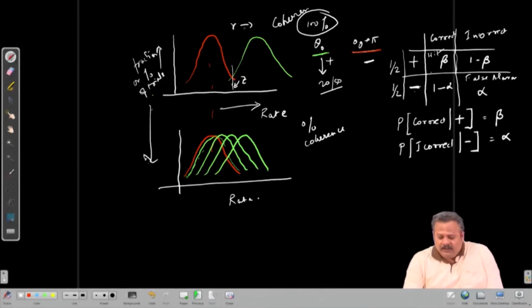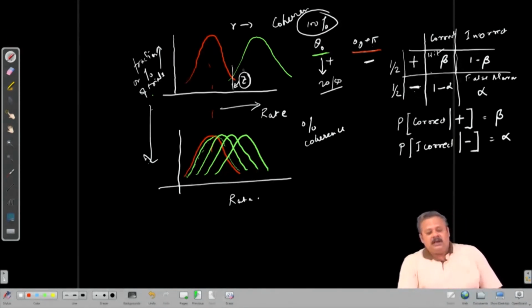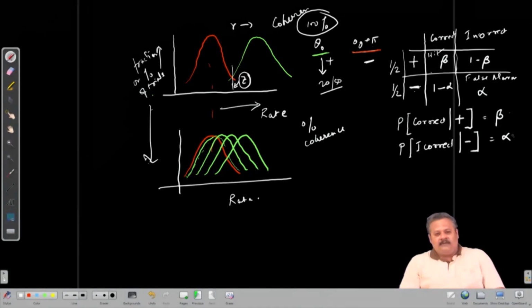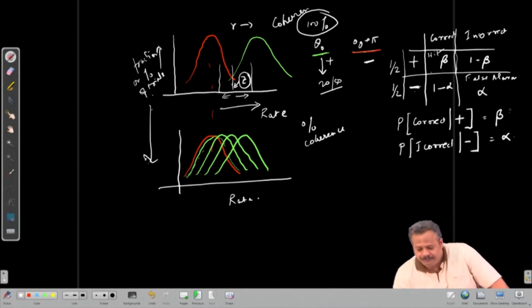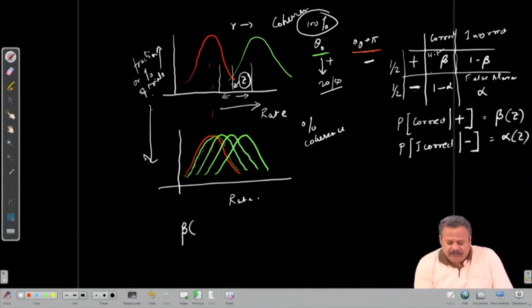So, the probability of correct given plus, beta, is going to be a function of this threshold. If we choose that threshold to be Z, if the rates are larger than Z, then we call the stimulus plus. If we have rates that are less than Z, then we call the stimulus minus. So, if this is our criterion for decision making, then these betas and alphas are going to be a function of Z, depending on where I put this threshold. The threshold can be put here, the threshold may be put here, depending on that.